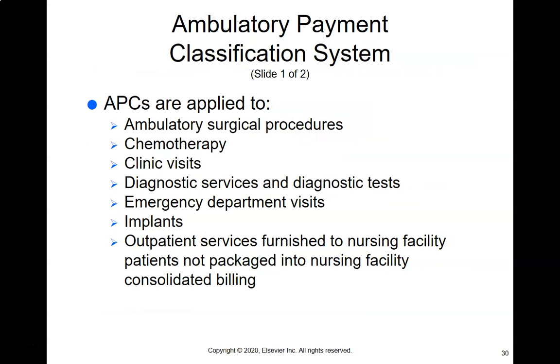The Ambulatory Payment Classification System. The procedures that APCs are applied to are the ambulatory surgical procedures, chemotherapy, clinical visits, diagnostic services and diagnostic tests, emergency department visits, implants, outpatient services furnished to nursing facility patients not packaged into a nursing facility consolidated billing.